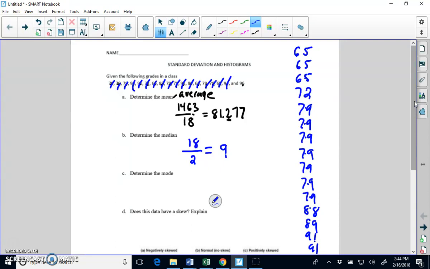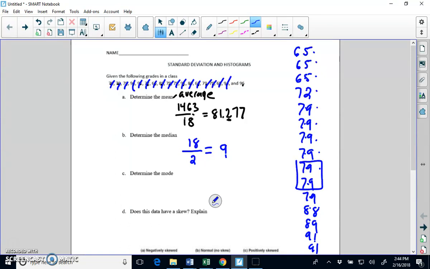So the total is 18 scores. To find the median score, we need to know the score in the middle. So we take 18 and divide it by 2, and that means the middle score is somewhere between 9 and 10. So 1, 2, 3, 4, 5, 6, 7, 8, 9. So the middle score is within those two numbers.